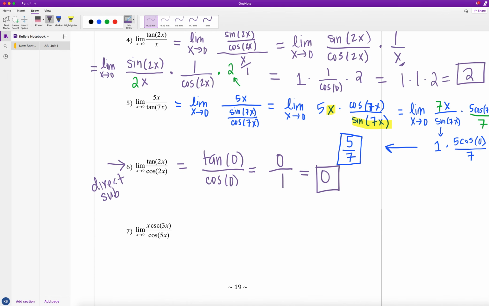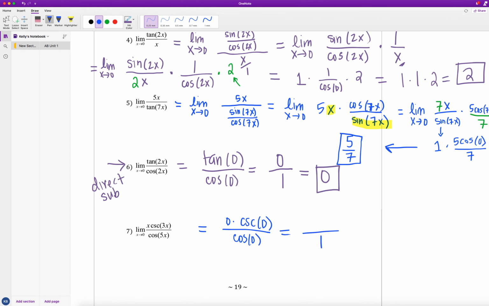We have a cosecant now. So we have the limit as x approaches 0 of x times cosecant of 3x all over cosine of 5x. Okay, well, I have a cosine in the denominator again, so maybe direct substitution will work. If I directly sub this in, let's see what happens. I get 0 times cosecant of 0, well, we're going to have to figure out what cosecant of 0 is, over cosine of 0. We know cosine of 0 is okay. That's going to be equal to 1.